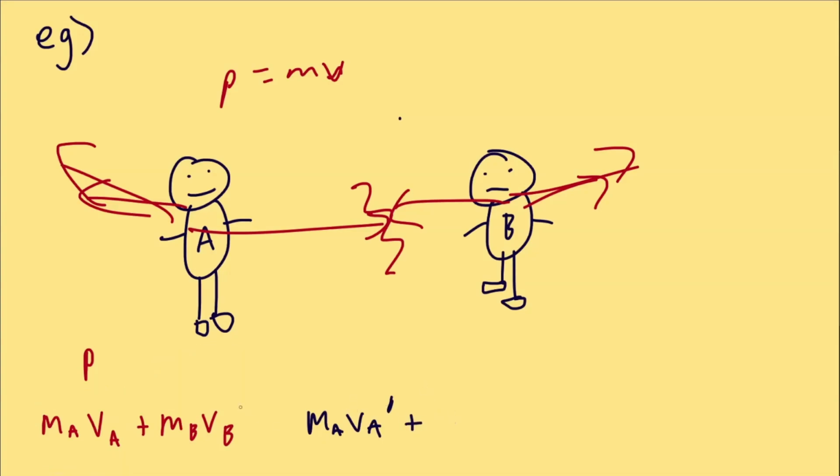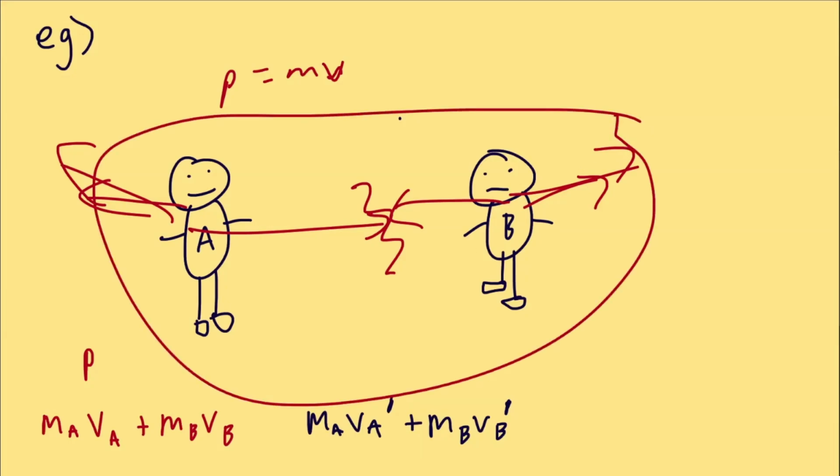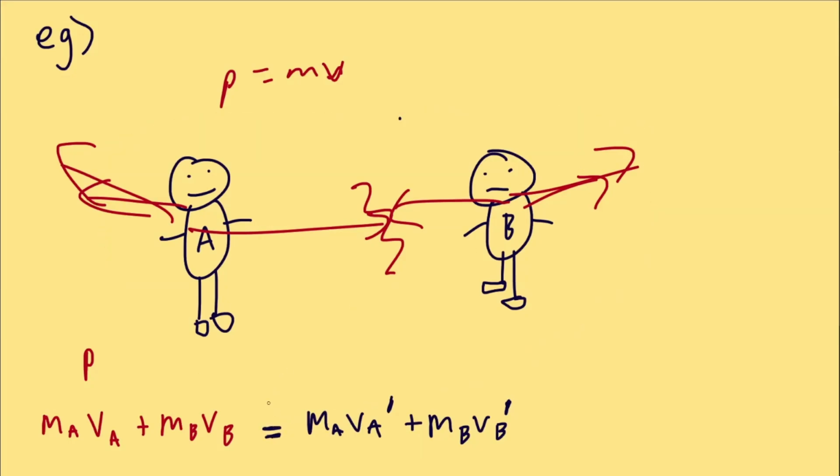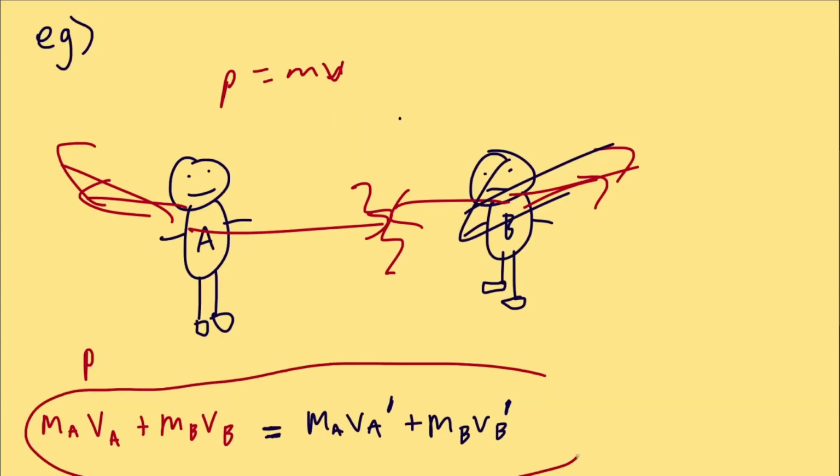And we'll do the same thing for the second dude. His momentum after the collision. Following the collision, the total momentum in the system is the same as it was prior to the collision, because there's no net force acting on them. It's just these 2 guys. And this right here is the equation for the conservation of momentum.